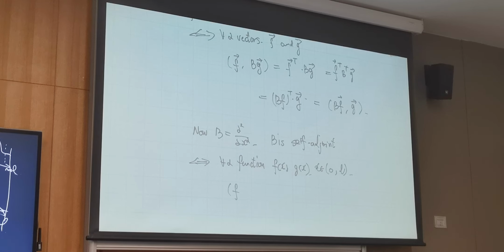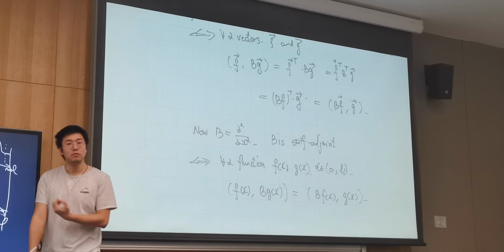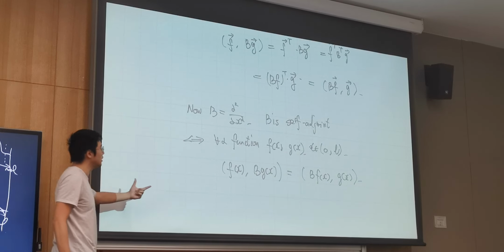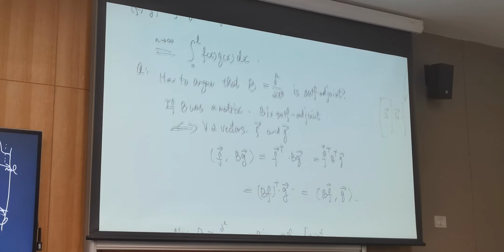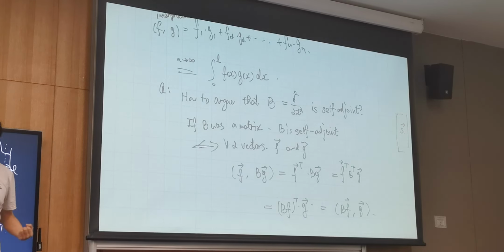again, the inner product between f(x) and Bg(x) exactly equals the inner product between Bf(x) and g(x). I need to argue this to show that indeed my B is self-adjoint. Is that true? Well, first of all, what is the inner product between f(x) and Bg(x), according to what we have discussed over here? That should be exactly what?